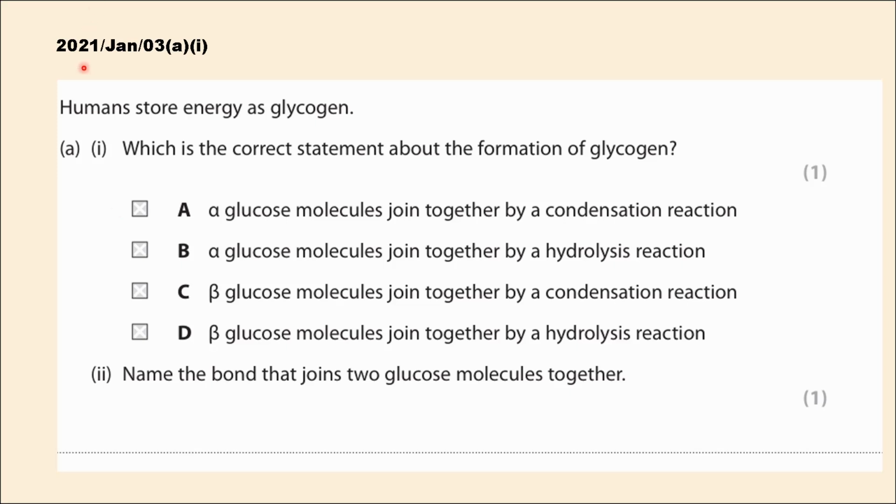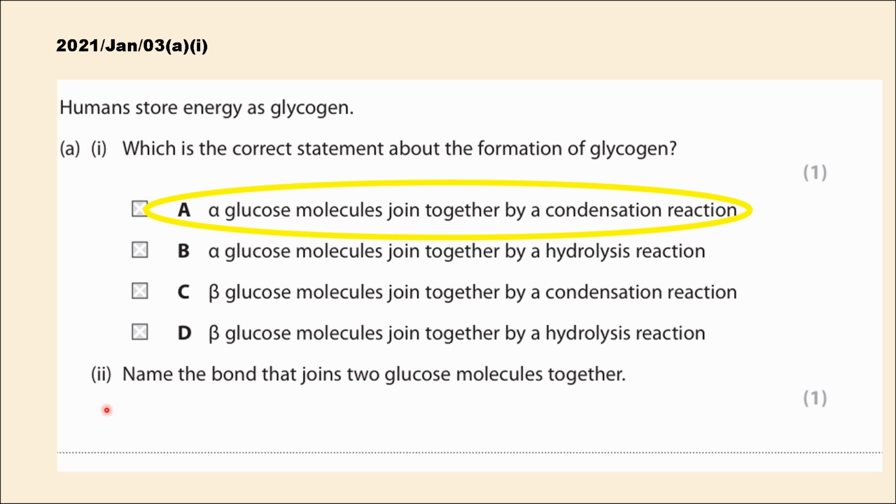And the first question from the January 2021 paper: humans store energy as glycogen, and you have to find out the correct statement about the formation of glycogen. And you know they are made up of alpha glucose molecules, and you know they are joined together by a condensation reaction. So during the condensation reaction, one H2O molecule will be removed. Therefore, the correct answer is A. Alpha glucose molecules join together by a condensation reaction.